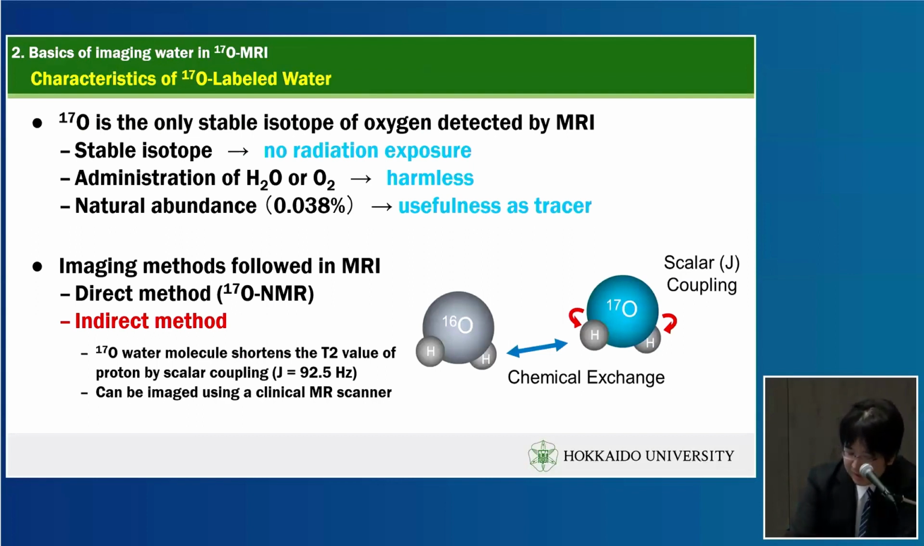For MRI detection using O17 water, there are 2 methods, direct and indirect. The direct method requires specialized equipment for O17 NMR. In contrast, the indirect approach uses the T2 shortening effect of O17 water in clinical proton MRI. Because of this advantage, we take the indirect approach in our research.